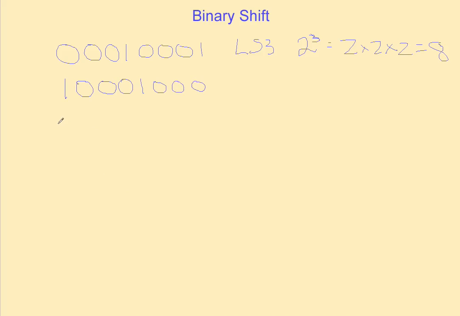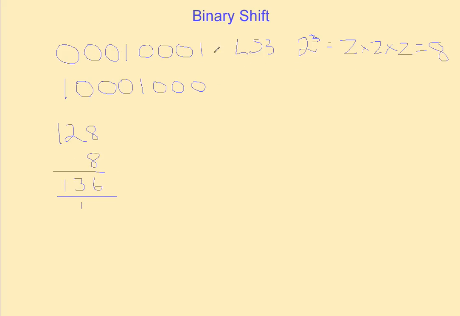Let's see what our resulting number is. We've got 1 in the 128 column, nothing in the 64, nothing in the 32, nothing in the 16, but we've got 1 in the 8. So we add those two together. 128 and 8 is 136.